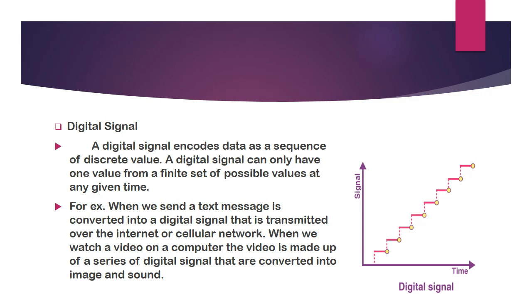For example, when we send a text message, it is converted into a digital signal that is transmitted over the internet or a cellular network. When we watch a video on a computer, the video is made up of a series of digital signals that are converted into image and sound.